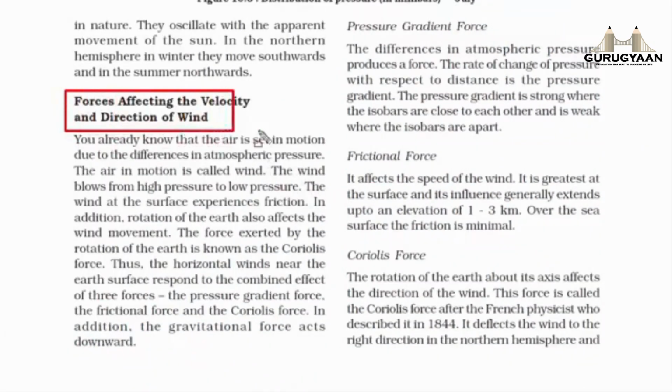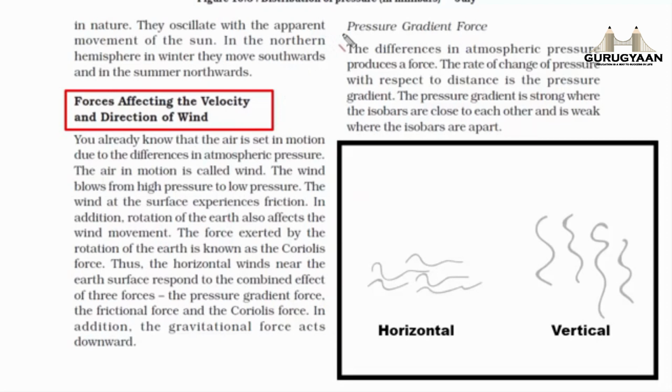Alright, let's move on to the next topic. Forces affecting the velocity and direction of wind. We all know that air moves in two directions, that is vertical and horizontal. The vertical movement is due to warming of air, which is called convection, and the horizontal movement is due to the differences of atmospheric pressure.